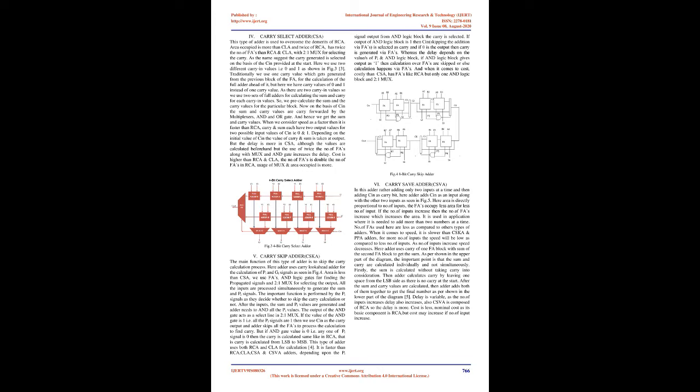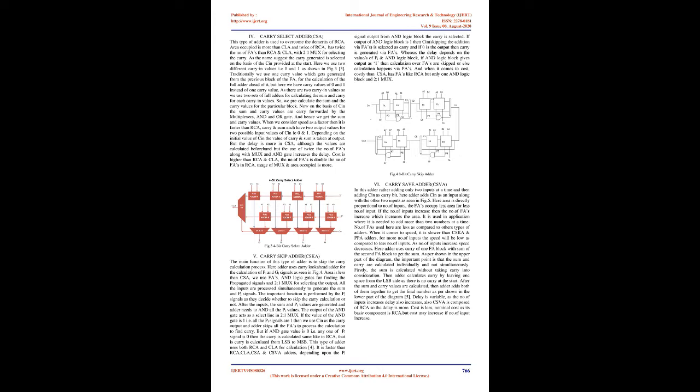So, we pre-calculate the sum and the carry values for the particular block. Now on the basis of CIN, the sum and carry values are carried forward by the multiplexers and OR gate. And hence we get the sum and carry values. When we consider speed as a factor, it is faster than RCA. Carry and sum each have two output values for two possible input values of CIN, i.e. 0 and 1.